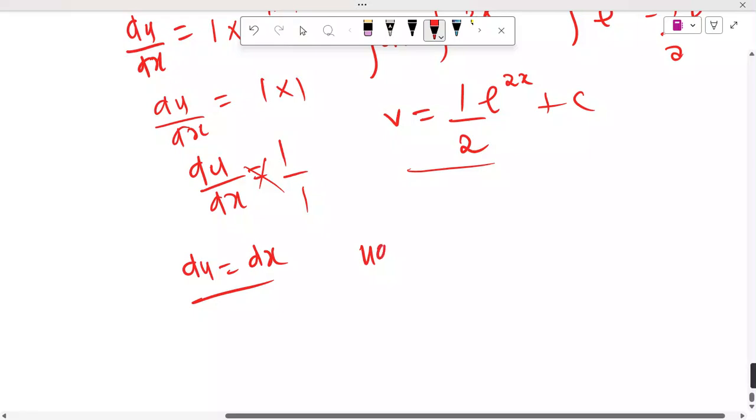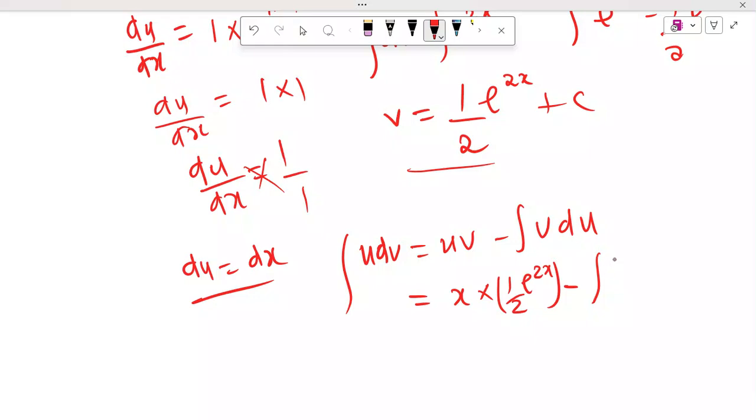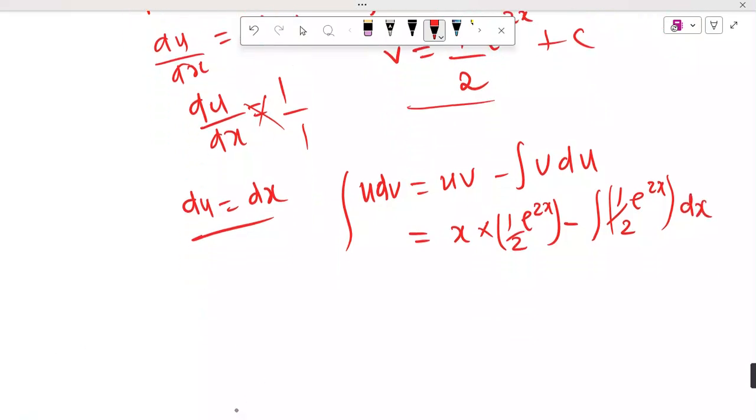So the integral of u dv equals uv minus the integral of v du. So let's substitute our equation. What is u? U is x. And what is v? V is 1 over 2 e to the power 2x. Minus, what is v? V is half e to the power 2x, multiplied by what is du. Du is same as dx, so just write dx. So you've seen that this one has become simple.